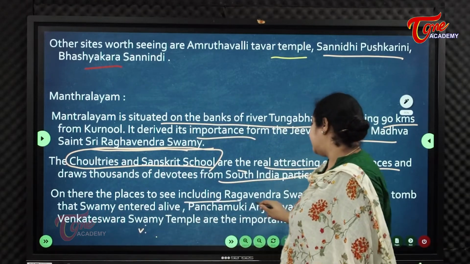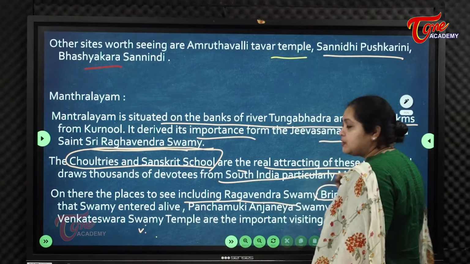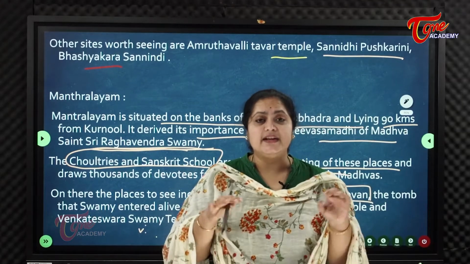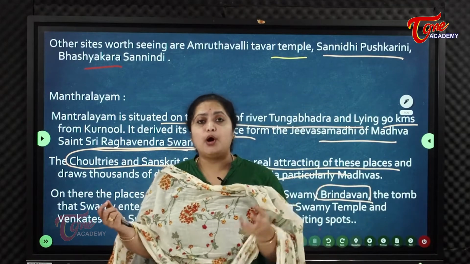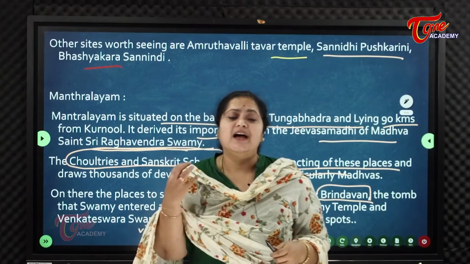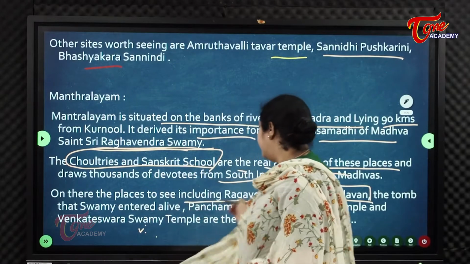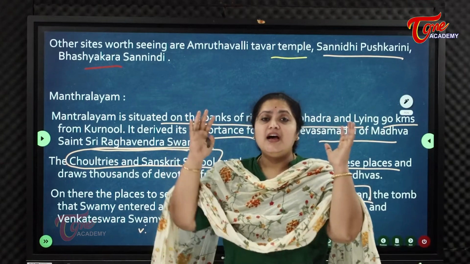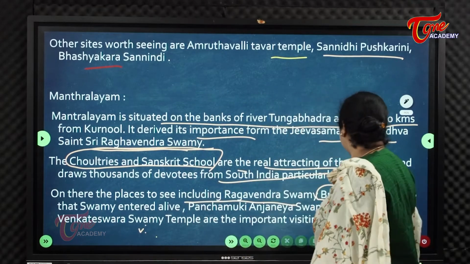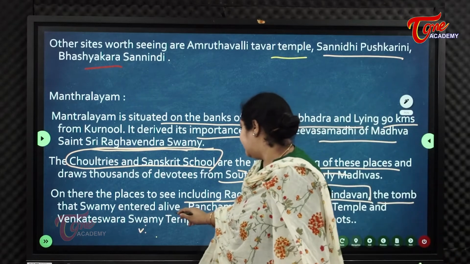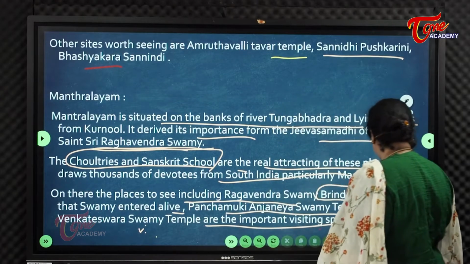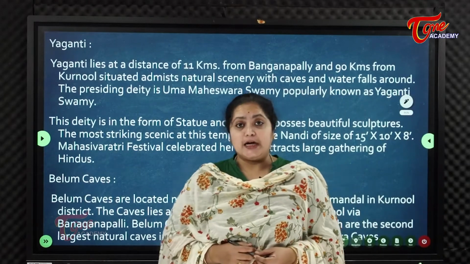The places to see include Raghavendra Swami Brindavan. This is where Raghavendra Swami entered Jiva Samadhi, and it is called Brindavan. Brindavan means a place where tulsi plants are grown. Here, on top of the Samadhi, a tulsi plant is grown, so that is the reason it is called Brindavan. Next, the tomb that Swami entered alive. Next, Panchamukhi Anjaneya Swami temple and Venkateswara Swami temple are the important visiting places. Next one is Yaganti.